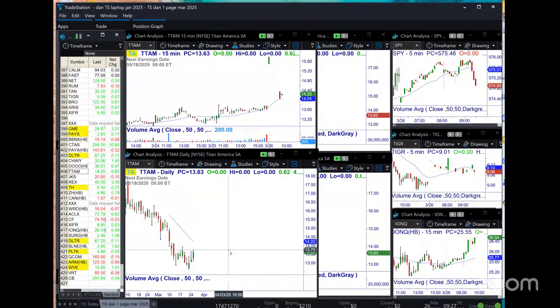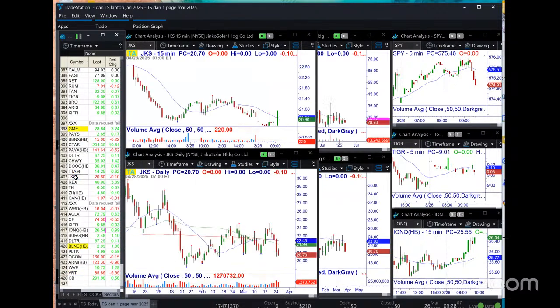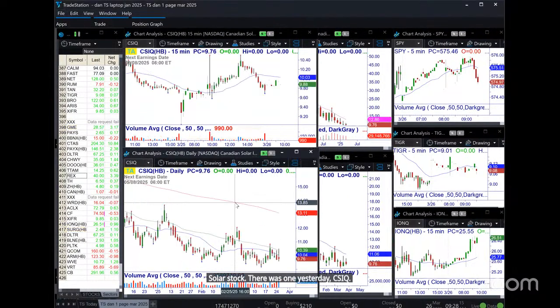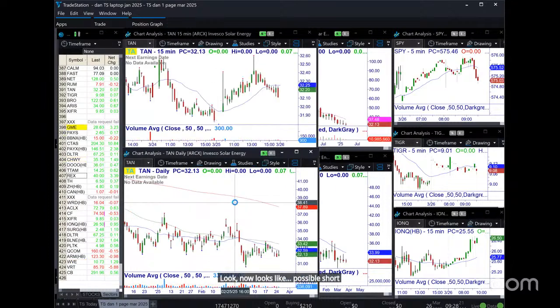That in the window. AKS is another solar stock. There was one yesterday, CSIQ, which now looks like a possible short. I gave TAN long puts under Monday's low. Didn't trigger yet.